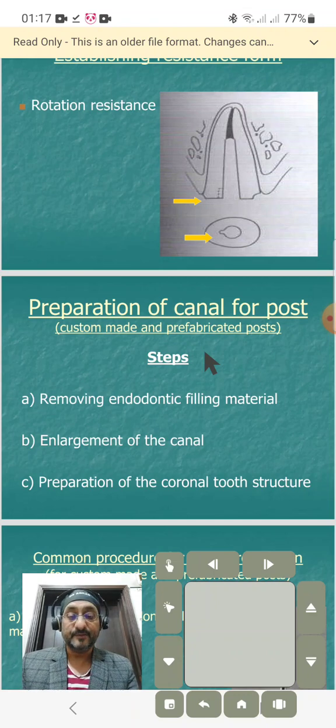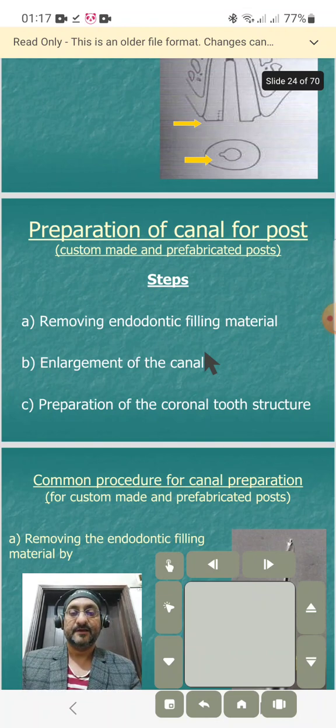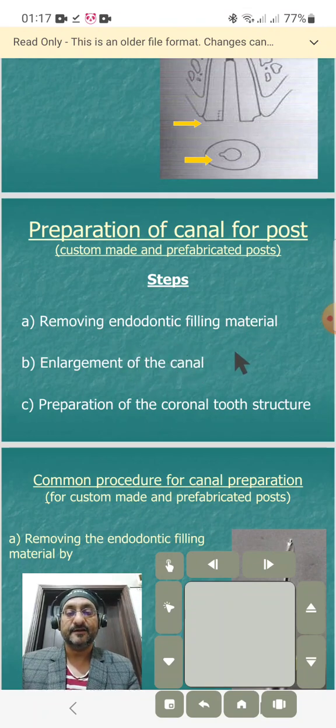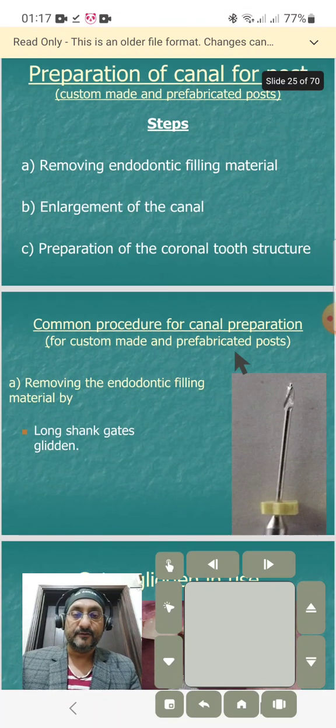When you talk about prefabricated posts, they are made in different sizes, and you select the post according to the canal anatomy. But for custom-made posts, you take impressions of the canal and they are specifically made for that specific canal. But in both cases, you're supposed to remove the anterior filling materials, enlarge the canals, and prepare the coronal part of the tooth structure.